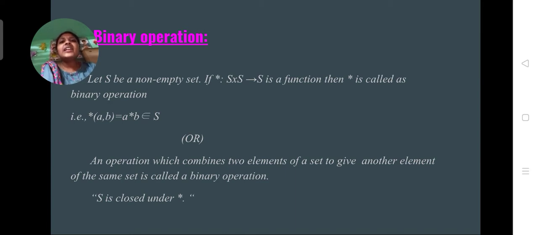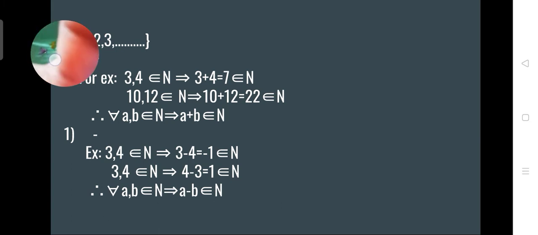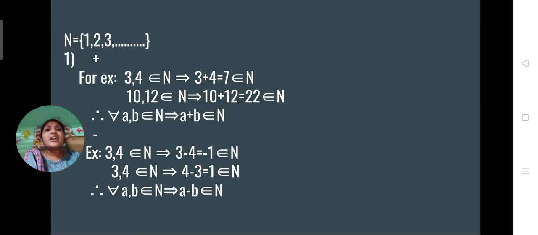If we take any two elements from the natural number set, the operations, as we studied at school level, are the algebraic operations: addition, subtraction, multiplication and division. Here I take the natural number set 1, 2, 3 and so on. First of all, I take one operation, that is addition.